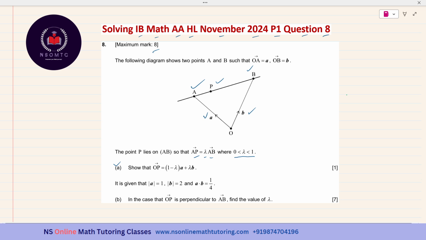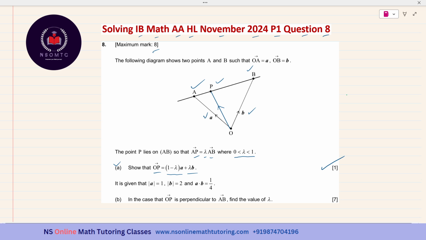So part A's question is show that the vector OP is equal to 1 minus lambda times the position vector A plus lambda times the position vector B. It is carrying just a single mark. So this is the vector OP and we have to prove this relation.